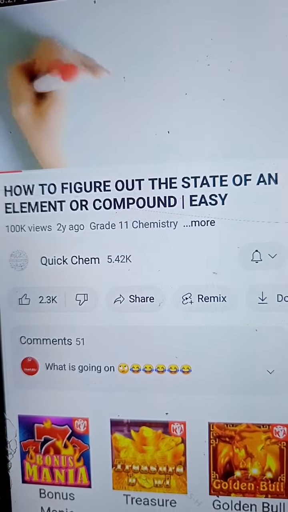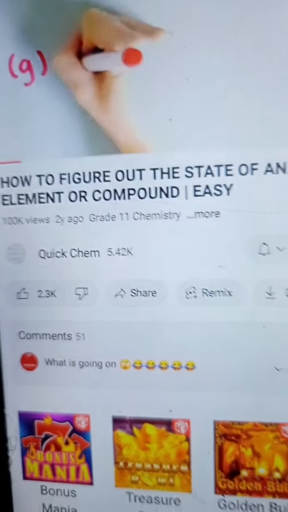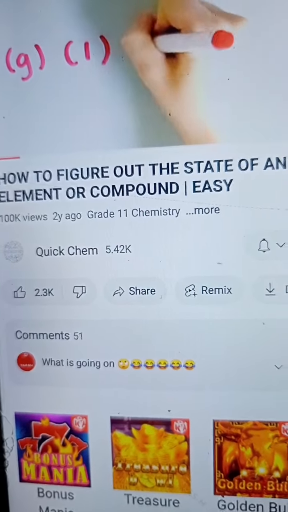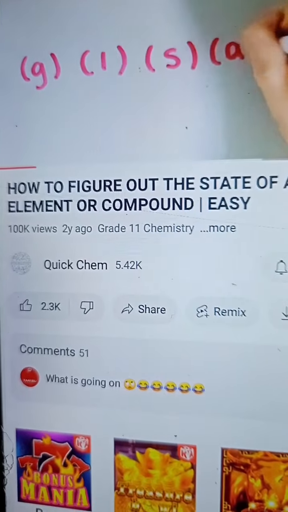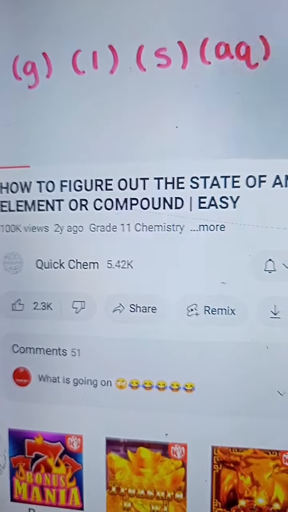Gas will be a lowercase g in brackets, liquid will be a lowercase l in brackets, solid will be a lowercase s in brackets, and aqueous will be a lowercase aq in brackets.